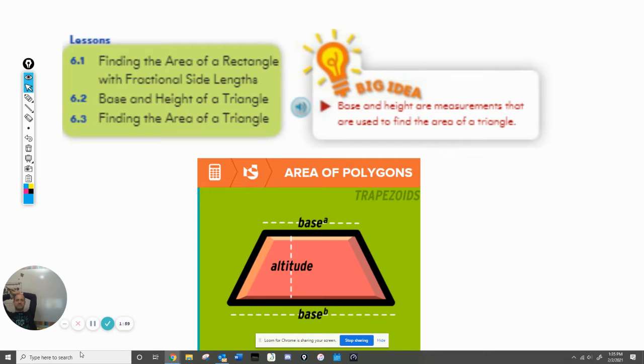Finding the area in lesson 6.1, it's finding the area of a rectangle with fractional side lengths, and that's where they get mean to you, because multiplying fractions is what you're going to have to do to find the areas of those rectangles, and multiplying fractions is technically a 6th grade skill. Boo, boo, Math and Focus. Cruel and unusual you are. The next lesson is identifying the base and height of a triangle, and finally, the last one is finding the area of a triangle. I'm going to save my speeches for later.